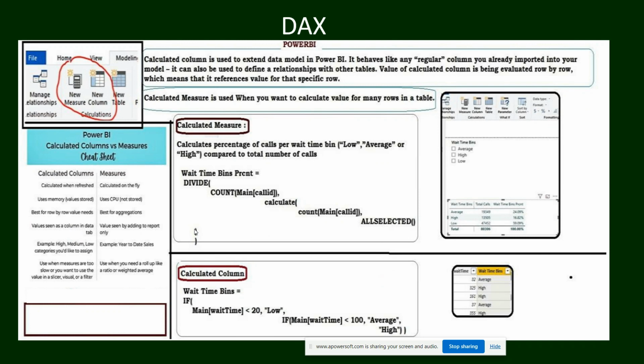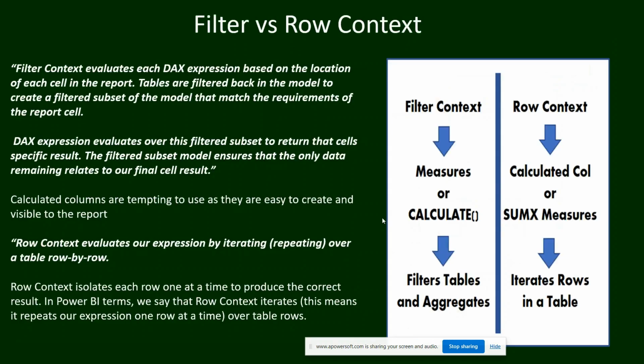If I'm selecting any of the high, low, average, that will display the sum, the count here. And this wait time column will go row by row. You can see the calculation here. And this is the difference between your filter and row context. The row context is, as I said, iterative, and the filter context is based on the measures or a CALCULATE. And the row context is SUMX actually, and goes row by row. And for filter context, you can go with the measures or the CALCULATE actually.